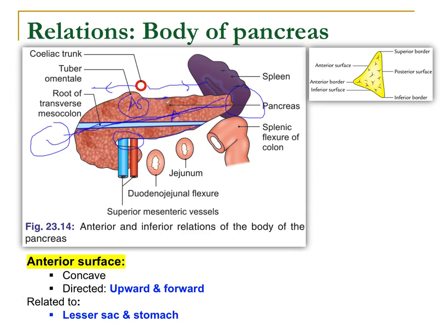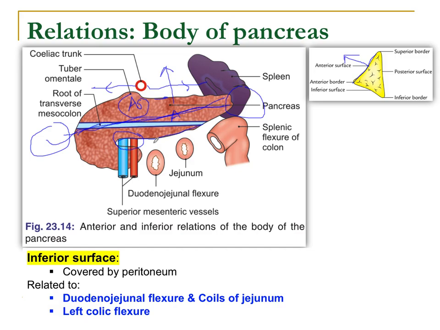This one looks somewhat concave in shape, and it is directed upward and forward. You can see here, it is directed upward and forward. And this structure is mainly related with the lesser sac of the stomach. As you know, the pancreas is actually responsible for the formation of the stomach bed as well. So this is one of the very important structures forming the stomach bed. That is mainly related here. The stomach is related to the anterior surface of the pancreas.